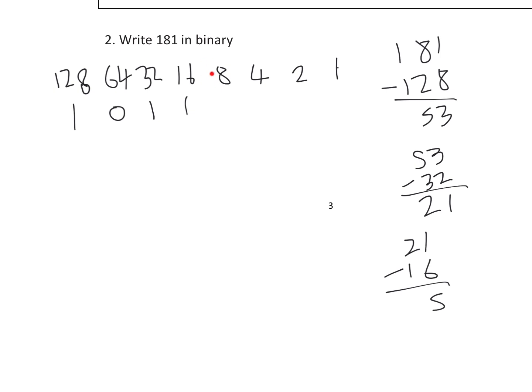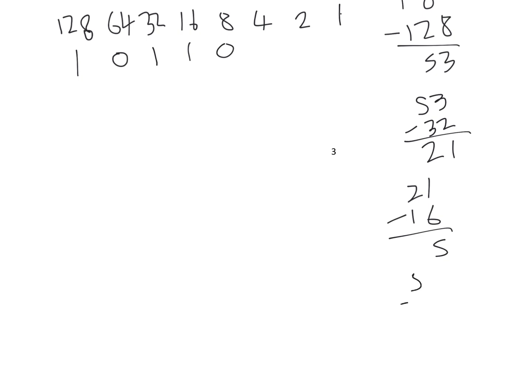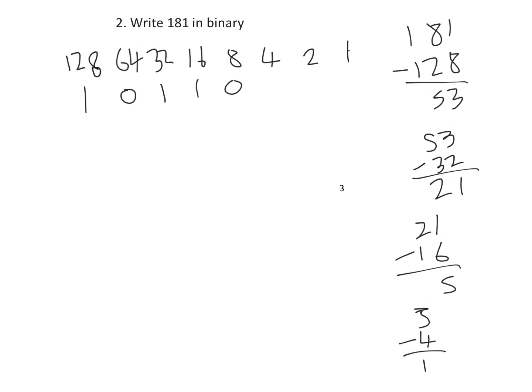Will the next column, 8, fit in? No, 8's bigger than the remainder 5. Will 4 fit in? Yes, it will. We can take 4 from 5, and that gives us 1. So 4 fits in. Can we take 2 from the remainder 1? We've only got 1 left. Can we take 2 from it? No. So it's a 0 there. And then can we fit 1 into it? Yeah, 1 fits into 1. And that's us done.